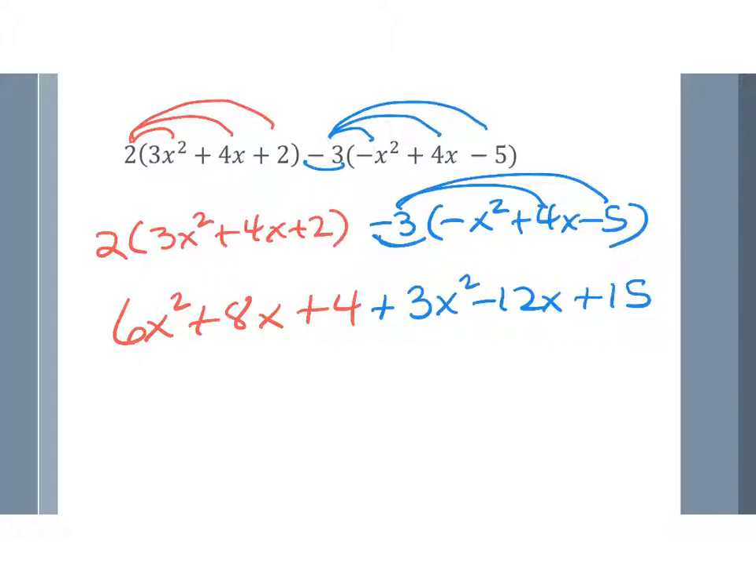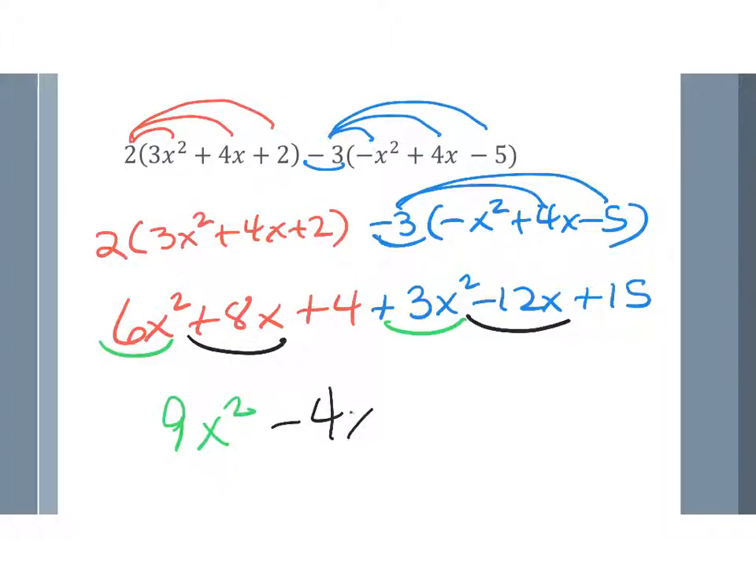Now I'll go back, look for like terms. I do have an x squared term. So 6 plus 3 is 9x squared. 8x minus 12x is -4x. And then lastly, 4 plus 15 is 19. So that is multiplication. So again, just distributive property.